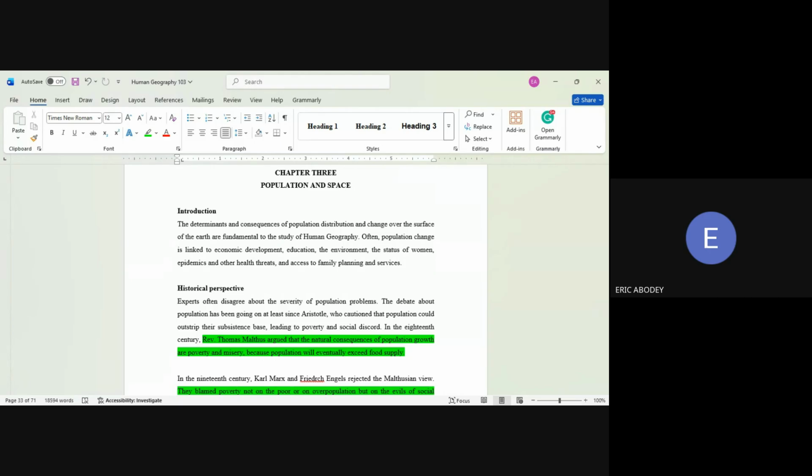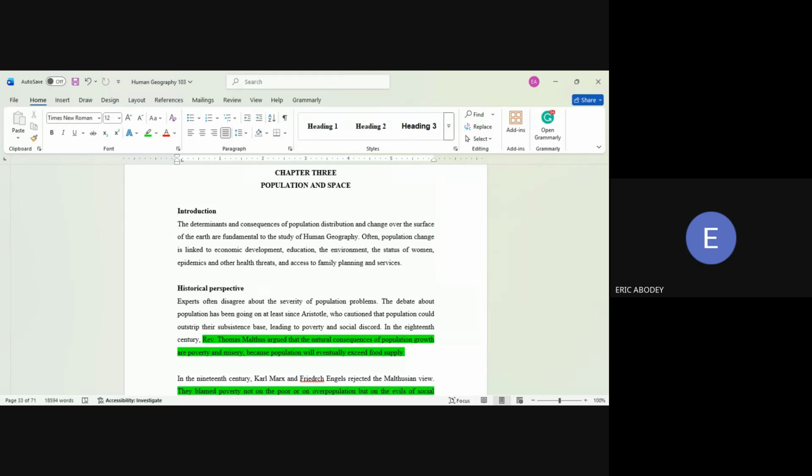Now, in the study of population, several scholars have made notable contributions on how the world population would end up affecting our limited resources. You know, economists will tell you that human wants are insatiable, but the resources to satisfy them are scarce. And that's the genesis of the study of economics. So likewise, as population increases, it has implications on the limited resources. Scholars like Aristotle cautioned that population could outstrip the subsistence base, leading to poverty and social discord.